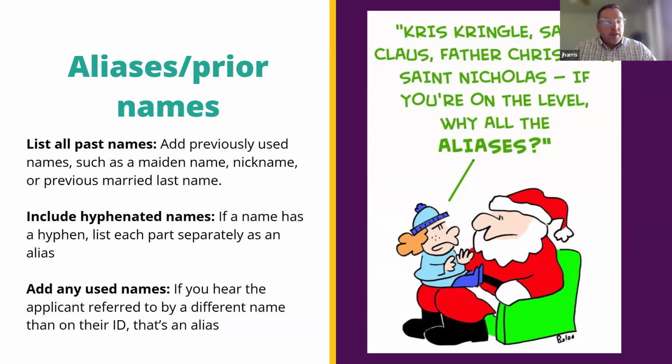And again, we've already discussed, if you hear the applicant referred to by another name that's not on the ID, that's an alias. Please put it down and have that in the DACS system so that we can process the background screening accordingly. Again, I want to reemphasize, very important, get the information accurate into the DACS system, because that's what we're using to process their background screenings. Okay, next slide.